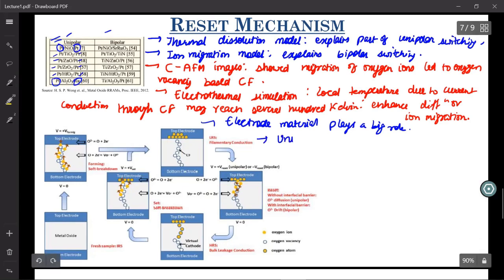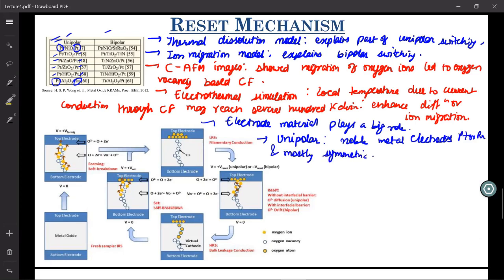So in unipolar RRAMs, you mostly have noble metal electrodes, and mostly they are symmetric, right? Let me write that as well. So they are noble metals like platinum or ruthenium, and they are mostly symmetric.